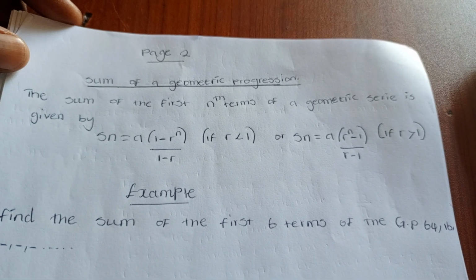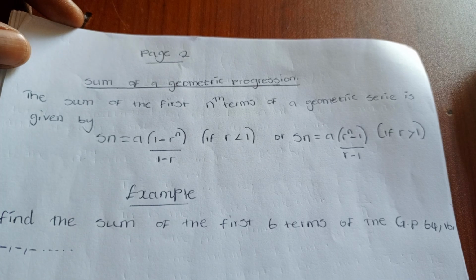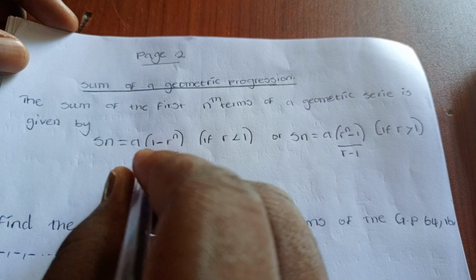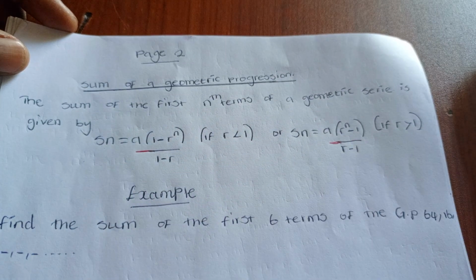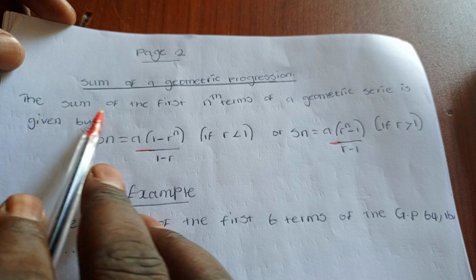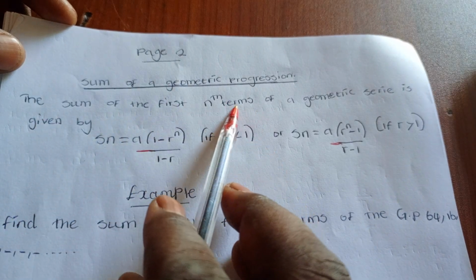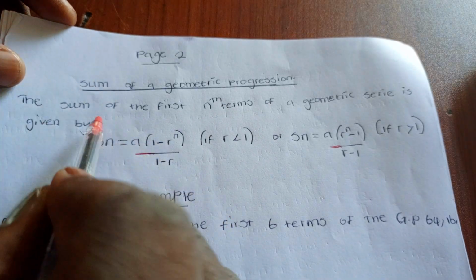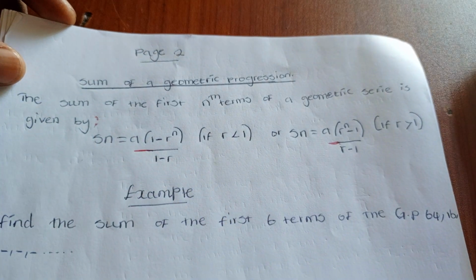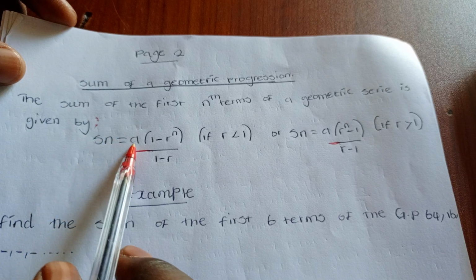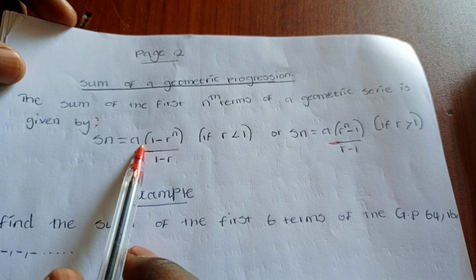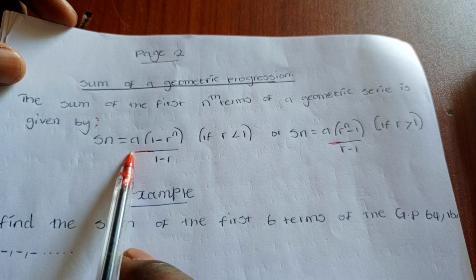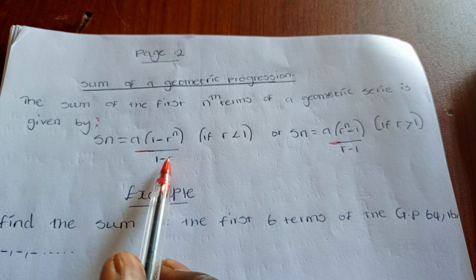Okay, so the next part is the sum of the geometric progression. The sum of the first nth terms of a geometric series or progression is given by this formula: the sum is equal to a, the first term, open bracket, 1 minus r to the power n, close bracket, over 1 minus r.